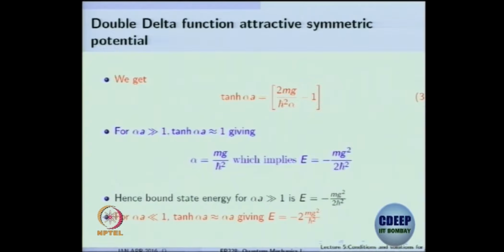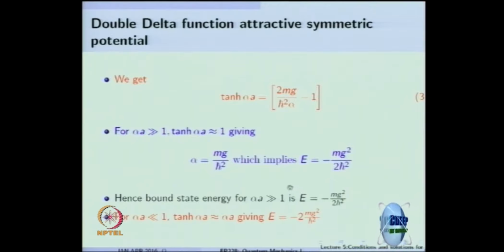What about alpha A much less than 1? What about that condition? Look at equation 3 again. You can substitute tan hyperbolic alpha A as alpha A, simplify the above equation, and show that the energy will be minus twice m g squared. So, in fact, it is doubling.